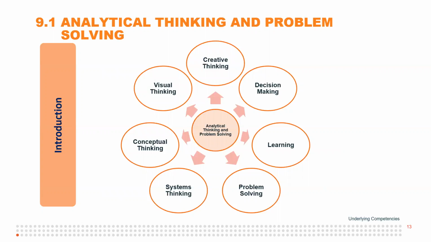We've got a number of underlying competencies, which are, going clockwise from the top: creative thinking, decision making, learning, problem solving, systems thinking, conceptual thinking, and visual thinking. Okay. So 4 of those have thinking in them, and then the other 3 are decision making, learning, and problem solving. So they all have a word ending in ing in them, which is interesting.